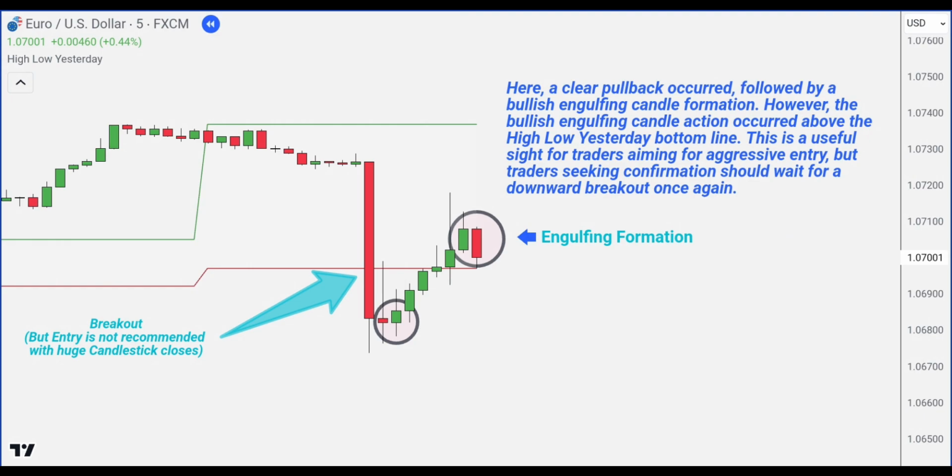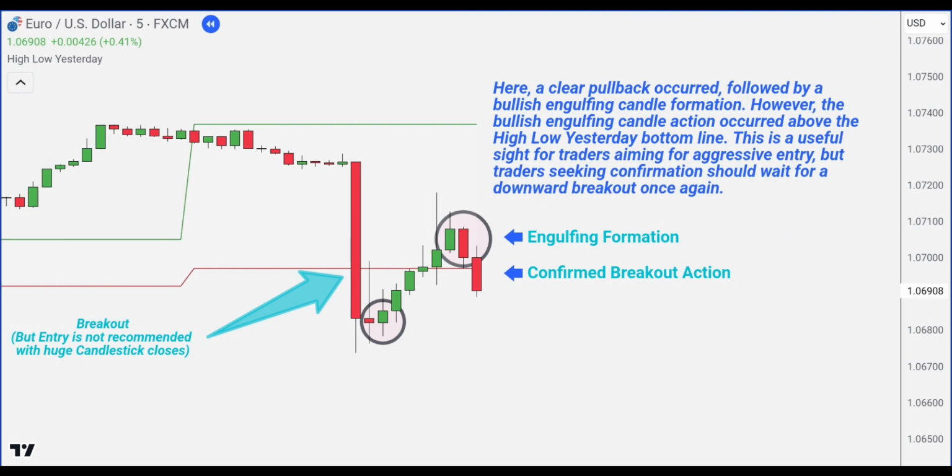As you can see, after the valid pullback movement, a minor uptrend formed, and the price returned inside the high-low yesterday indicator. However, here, a clear bearish engulfing candle formation has emerged. Aggressive traders can enter the trade as soon as this candlestick closes. Cautious traders, on the other hand, should wait for the downward breach of the indicator's bottom line once again.